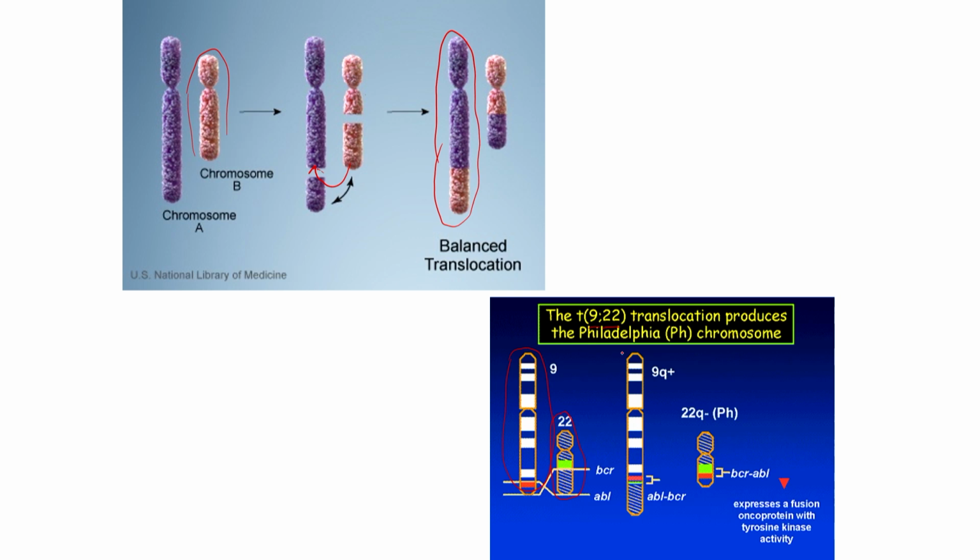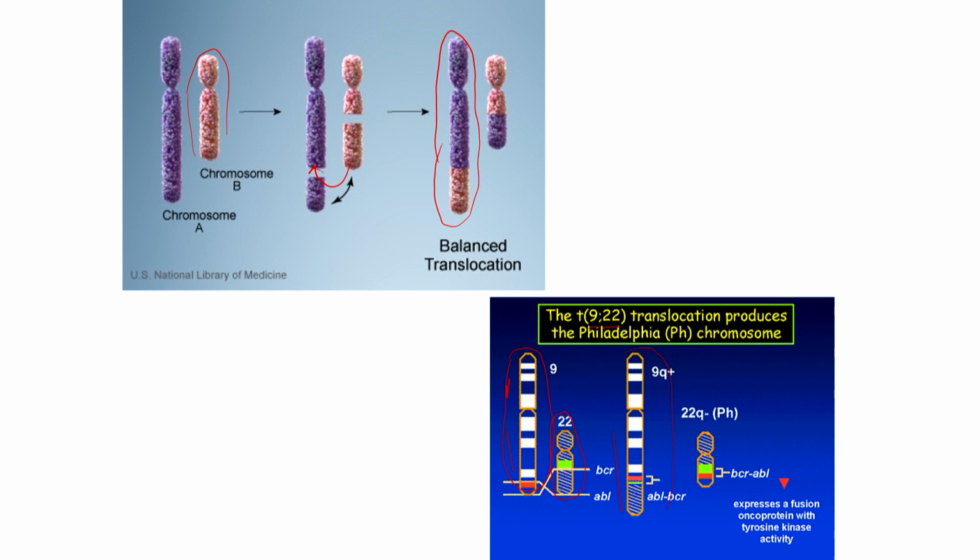Result is, this chromosome has become now longer, and that is why this chromosome is written as chromosome 9q plus. That is, this is P arm, this is Q arm. The Q arm is now longer. So that is why this is called Q plus. And here what has happened? This is 22q minus, because this chromosome is shorter than this.